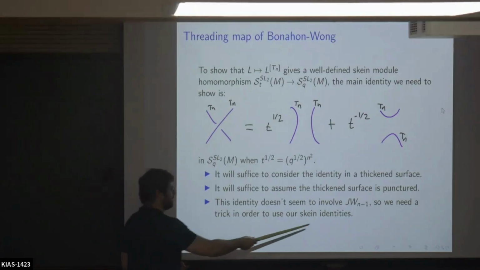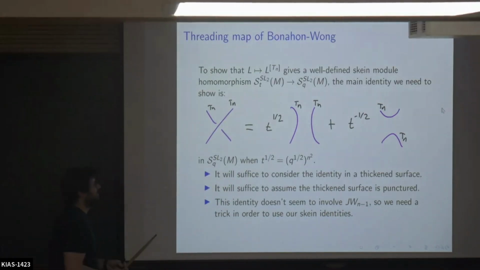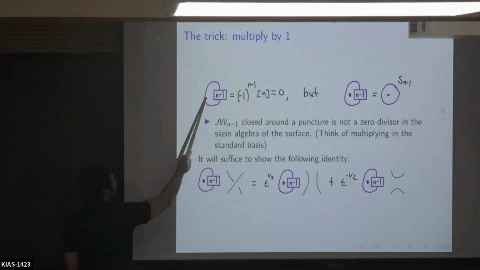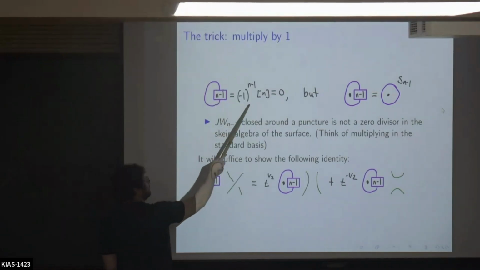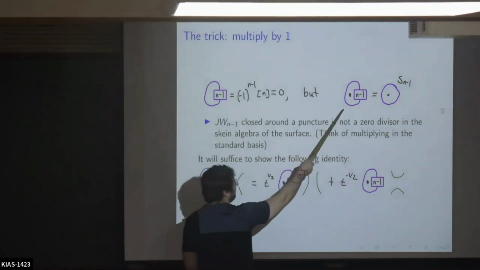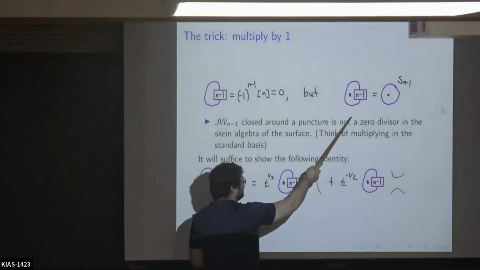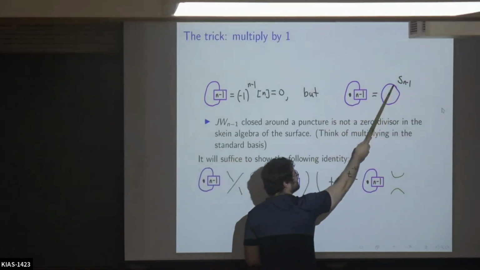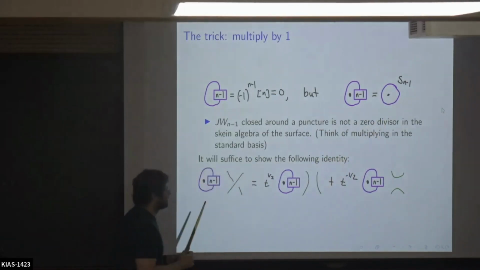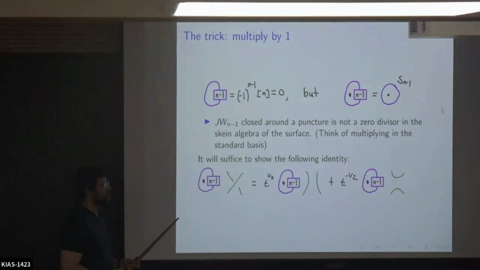But this identity doesn't have Jones-Wenzl n-1 in it, like our Skein identities did. So we have to introduce that somehow. And the idea is we can't just pull it out of thin air, because Jones-Wenzl n-1 closed up ends up actually being a multiple of quantum n, which is 0. But we can close out Jones-Wenzl n-1 around a puncture, and we got our polynomial S_{n-1}. So it's not 0 in this case, and that's the reason that we wanted to puncture our surface first.